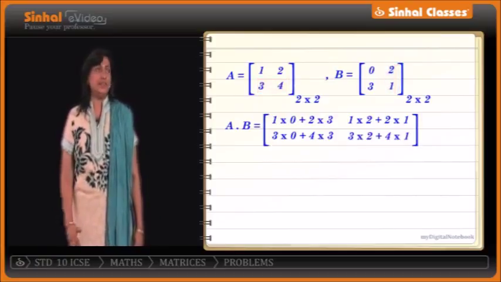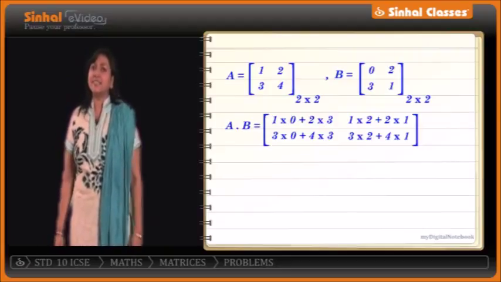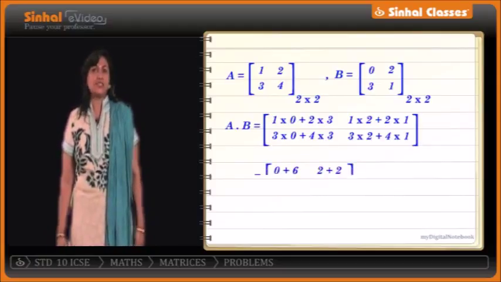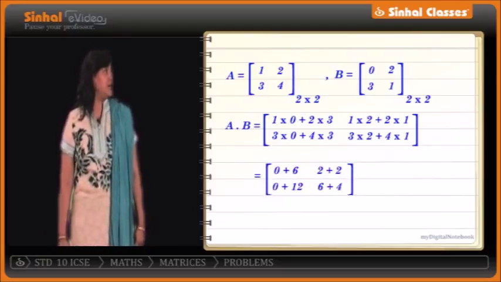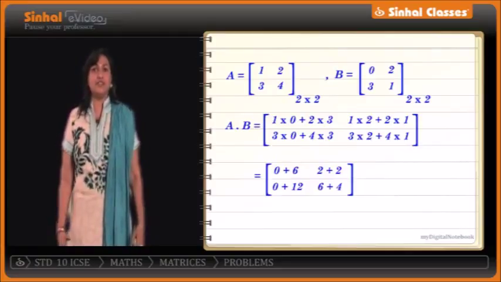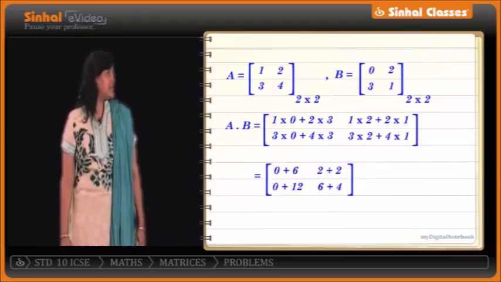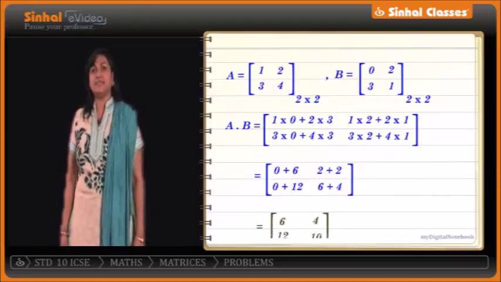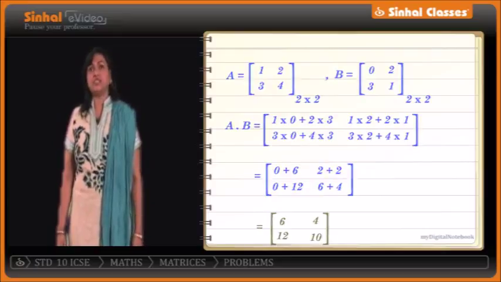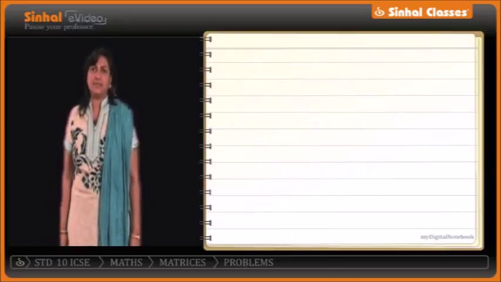Now we simplify this. 1 into 0. Mind you, it is 0 and not 1. So we get 0 plus 6, 2 plus 2, 0 plus 12 and 6 plus 4. We further simplify this as 6, 4, 12 and 10. So this is how we do multiplication of matrices.